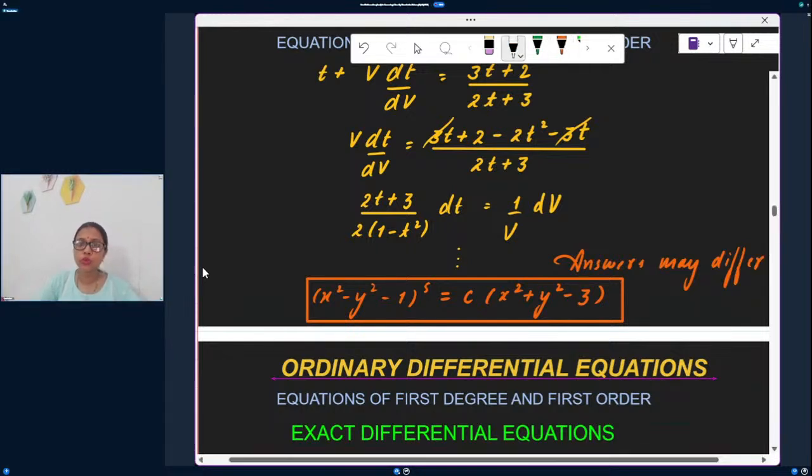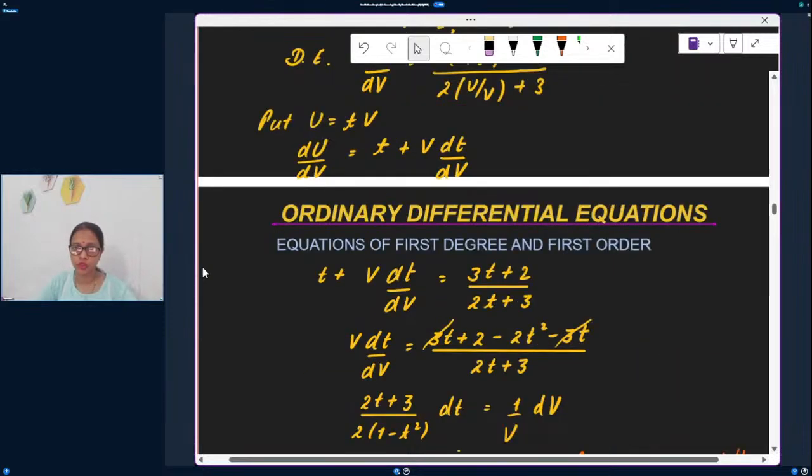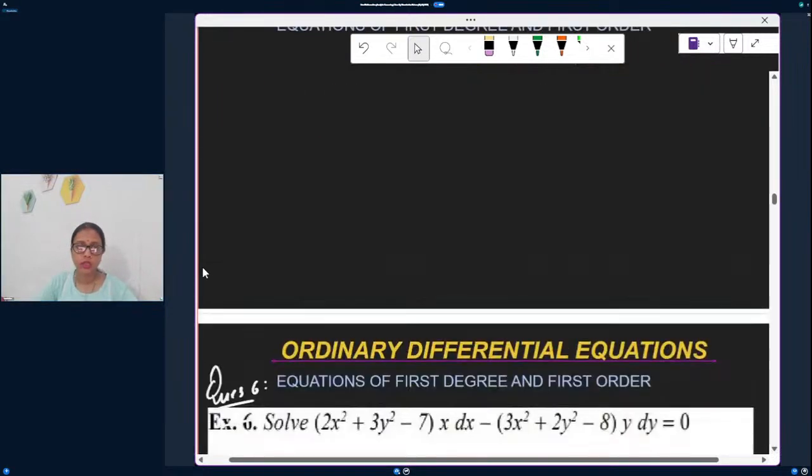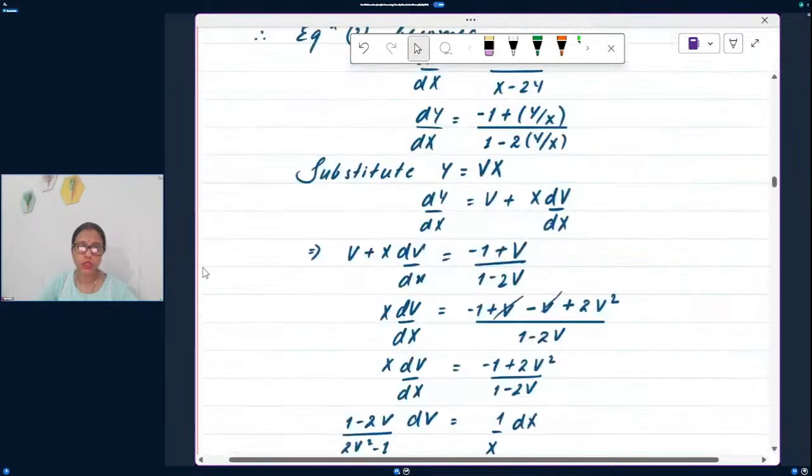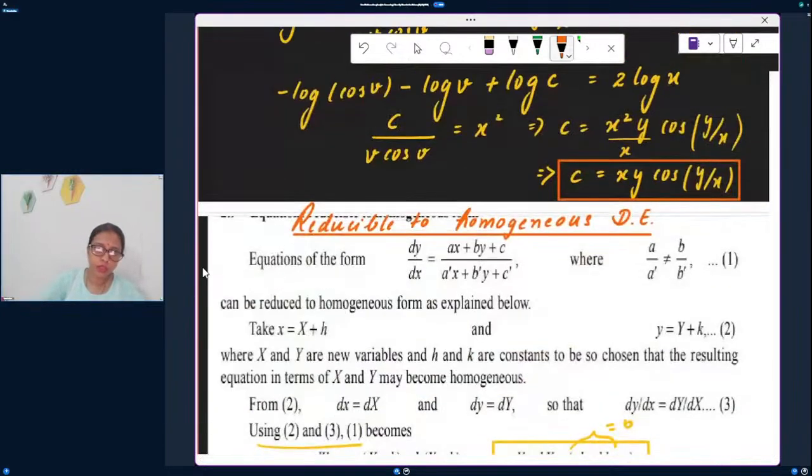Next comes the most important part of this. So this I will say is method 2A. Right?